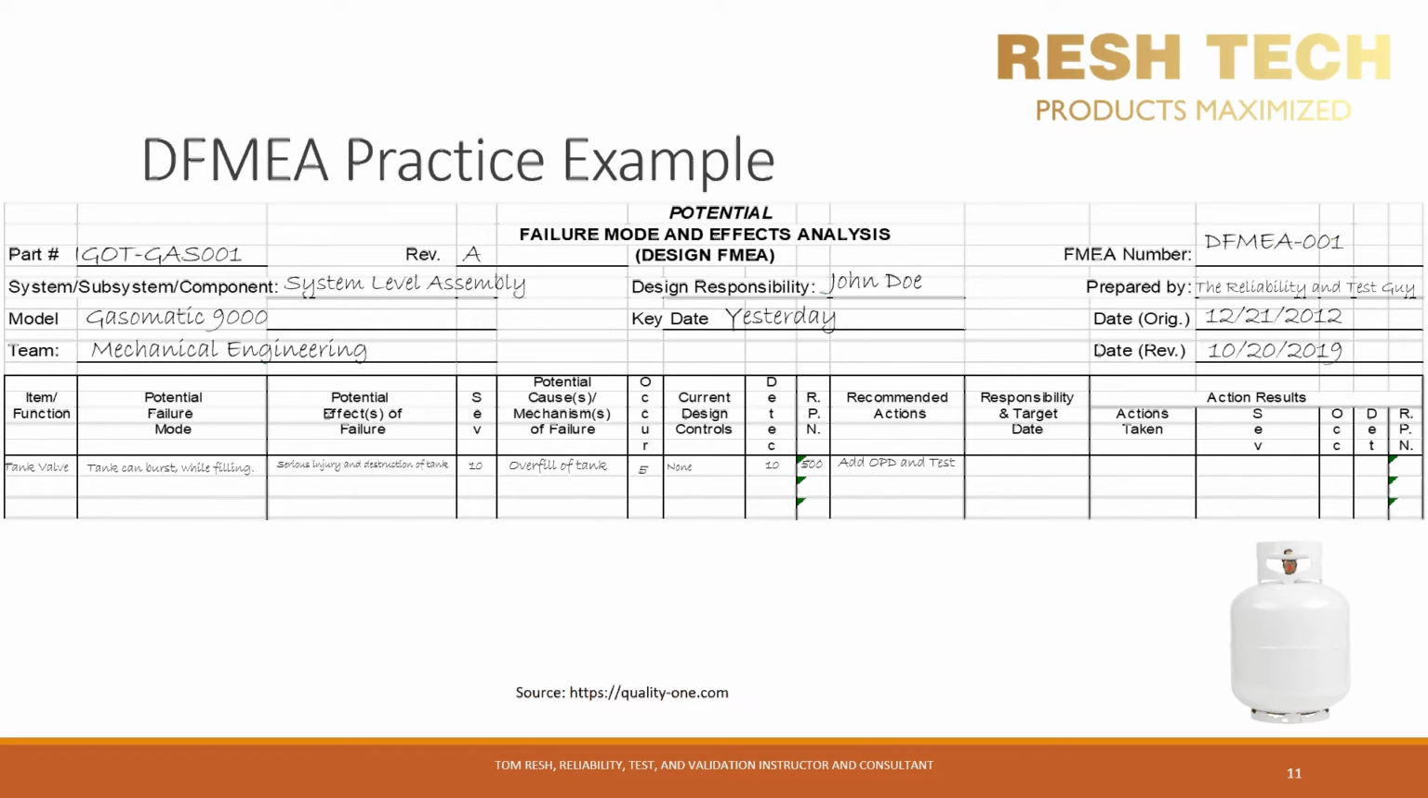Alrighty, let's go ahead and create our plan for tackling this failure mode. We want to go ahead and add an overfill protection device, or OPD, and test to see if we mitigate this failure mode. Good old John Doe is the poor soul responsible for driving this failure mode mitigation plan to completion. And of course, management wants this done yesterday, so where are the results, John? What are you waiting for?